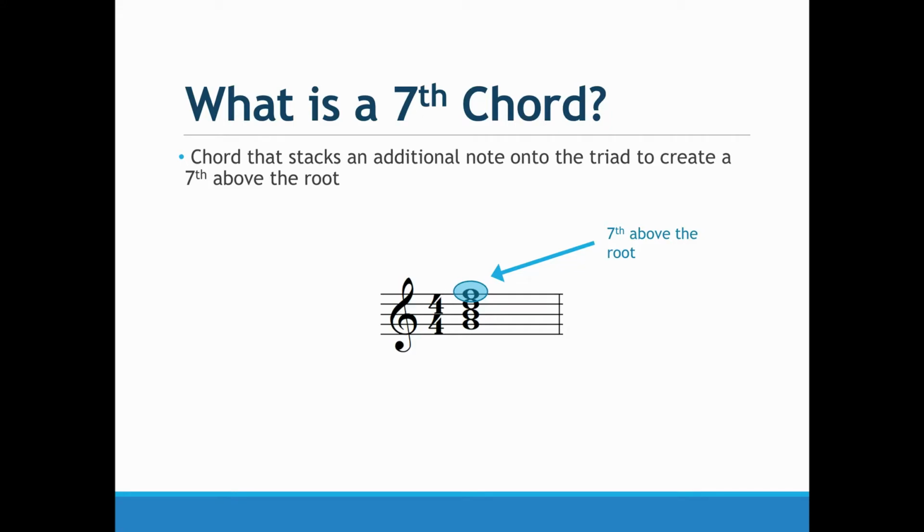First of all, what is a 7th chord? Well, a 7th chord is a chord that stacks an additional note onto the triad to create the interval of a 7th above the root note. So basically, if you think of a triad as being stacked by thirds, you're just adding an extra third on top of that in order to get the extra note.